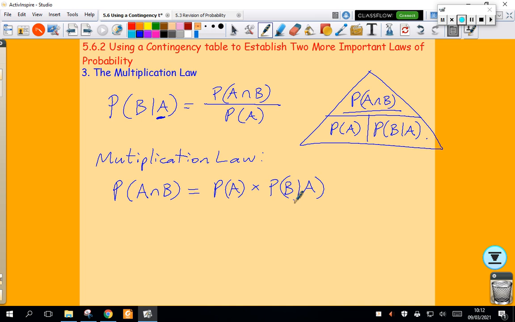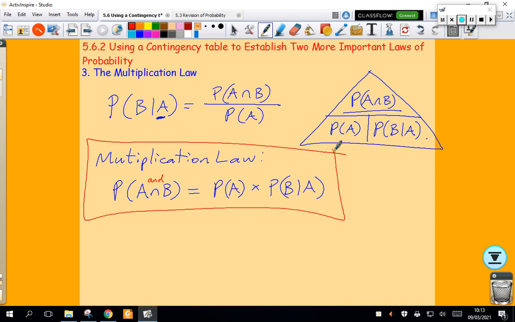Okay, so remember also every time you see intersection that can be replaced with the word and. So the probability of A intersection B means the same thing as the probability of A and B. The probability of A and B occurring is equal to the probability of A times the probability of B occurring given that A has already occurred. And you need to learn that by heart. So we've got three laws established at this stage: the addition law, the conditional probability law, and the multiplication law. You got to know them all, and they can all be shown using contingency tables.